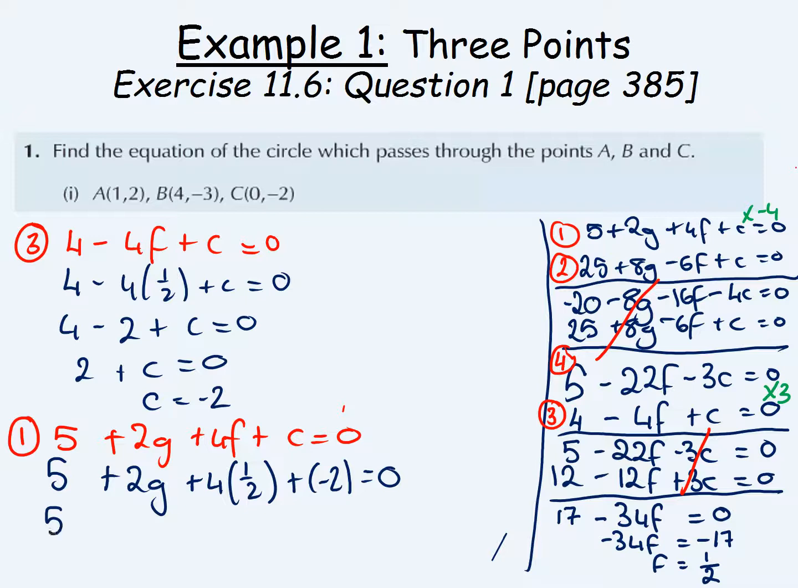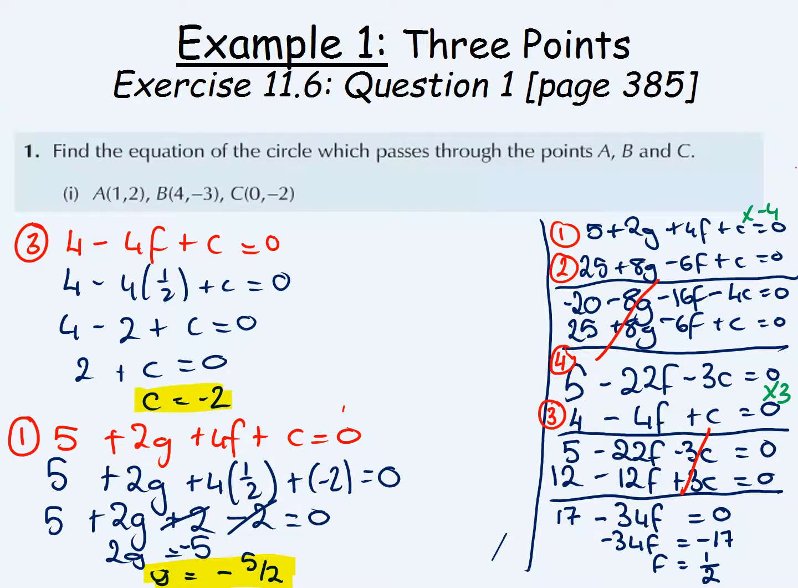Let's clean that up. 5 plus 2g plus 2 minus 2 equals 0. So 2g equals, sorry, minus 5. So our plus 2 and our minus 2 cancel out here. So g is equal to minus 5 over 2, or minus 2.5. Like we've done before, it's a good idea to highlight the letters that you found.